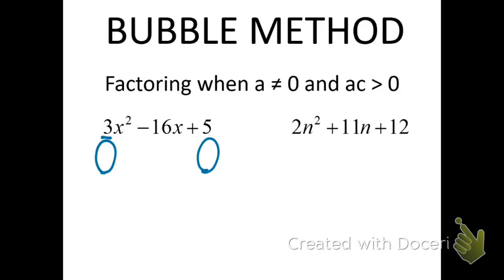The factors go in these bubbles. So that'll be 3, and that'll be 1. And this is 5, and it's 1. So 3 times 1 is 3. 5 times 1 is 5. Okay, those are the only two factors, so we have something going on here.